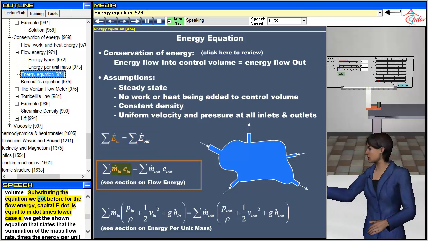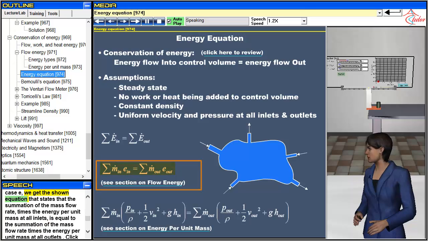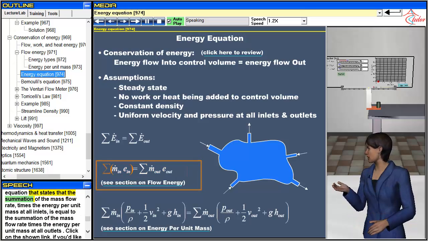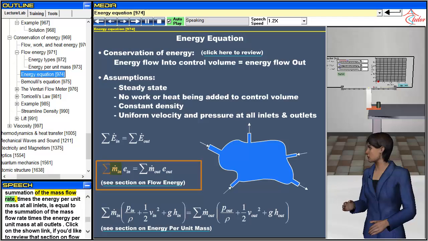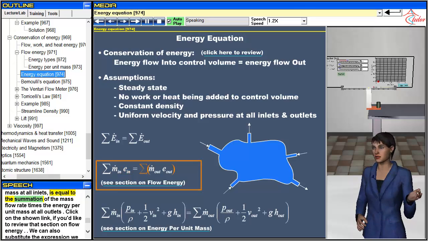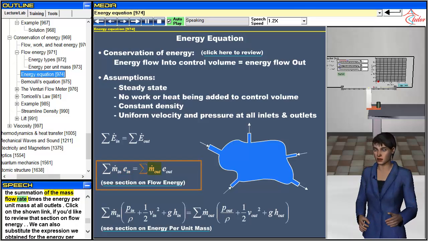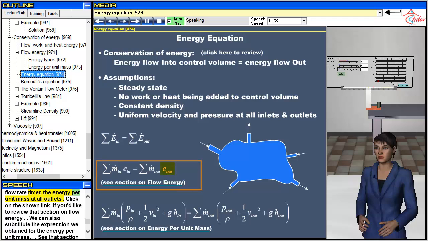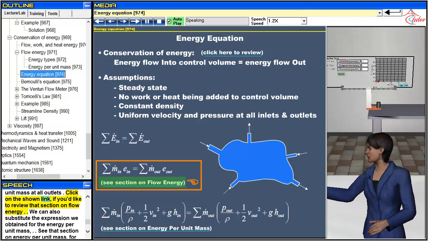Substituting the equation we got before for the flow energy, capital E dot, is equal to m dot times lowercase e, we get the shown equation that states that the summation of the mass flow rate times the energy per unit mass at all inlets is equal to the summation of the mass flow rate times the energy per unit mass at all outlets. Click on the shown link if you'd like to review that section on flow energy.